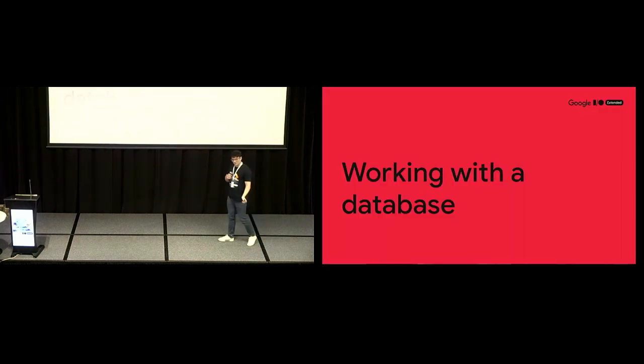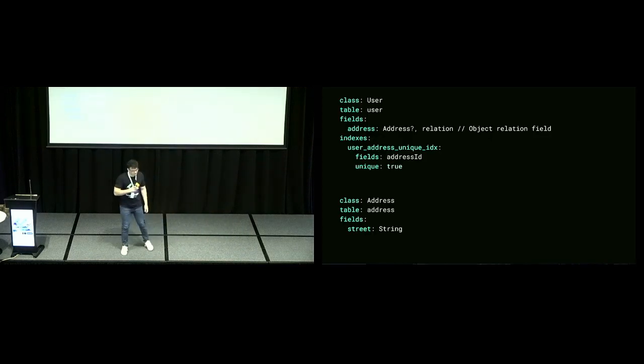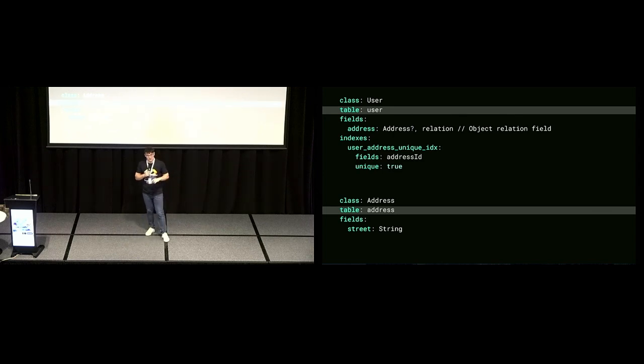All right, so now let's just jump to working with a database. It does get a bit more complex here, but it's still fairly straightforward. We now have 2 different classes: a user and an address. We'll start by saying that now there's another field here called table. This is where we're telling our server, hey, look, we now have 2 new tables. We have a user table and an address table, and it will map that to an SQL database.